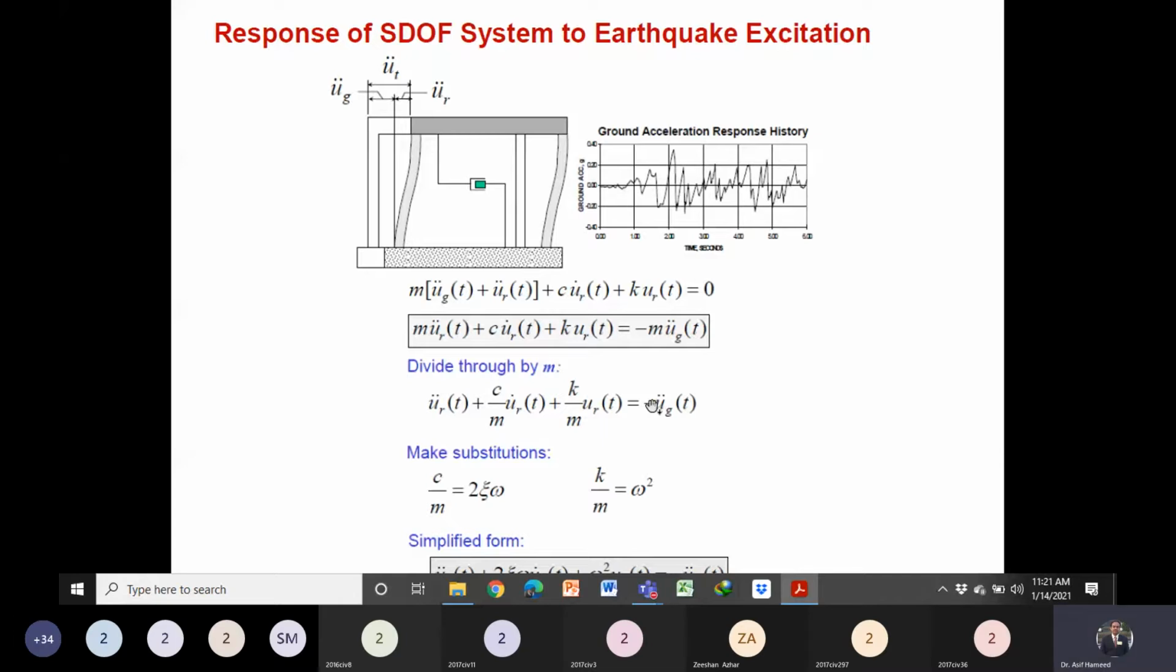Then we can divide throughout by mass. Here we will have 1, here we will have C over M, K over M, and on the right hand side we have the ground acceleration. Then we can use the relationships: C over 2M is equal to zeta omega n, and the square root of K over M is equal to omega n. So K over M will be equal to omega n square, and C over M is equal to 2 zeta omega n.